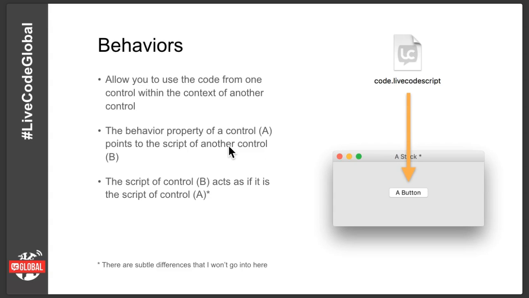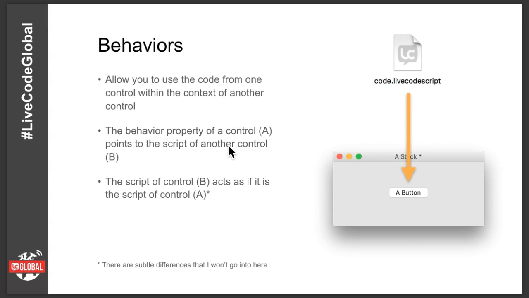So the behavior property of control A, look at this button on the right, you say a button, that's control A. It points to the script of another control, which in this case would be the script in the code.livecode script behavior. So the script in the code.livecode script file is brought in, and the script of control B acts as if it's the script of control A. Now, there's some subtle differences. It's not like they're exactly the same, but I'm not going to go into those here. But just think of it as the script of control B acts as if it's the script of control A.